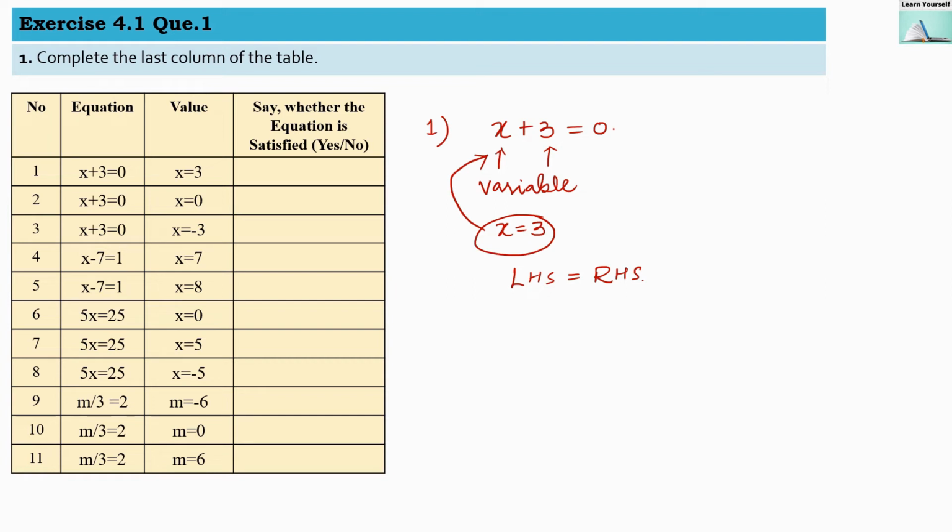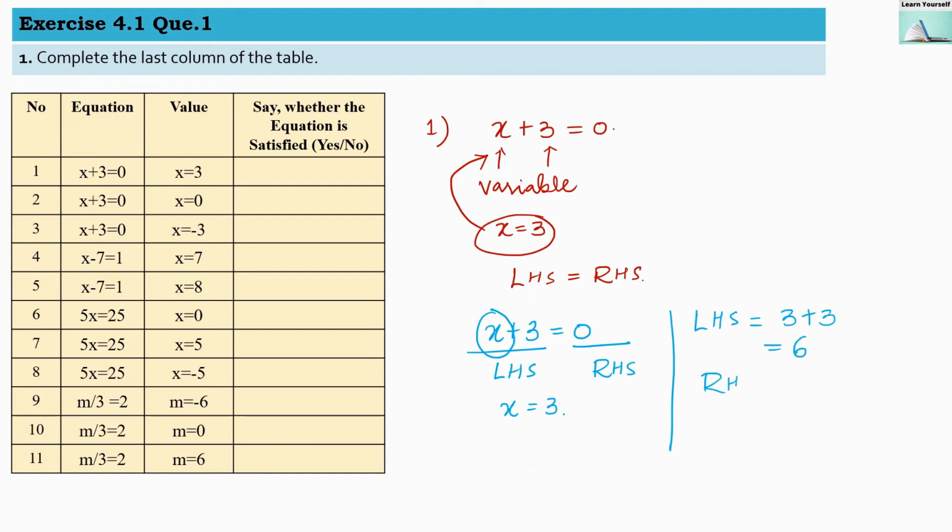So what we have to do here is place x equals 3 in this equation. We have this equation, x plus 3 equals 0. This is going to be our LHS, whereas this is going to be our RHS. So when we place x equals 3, our answer should be 0. So let us check what our LHS will give us. When we solve LHS, it will give us 3 plus 3 equals 6. But our RHS is 0. So LHS is not equal to RHS.